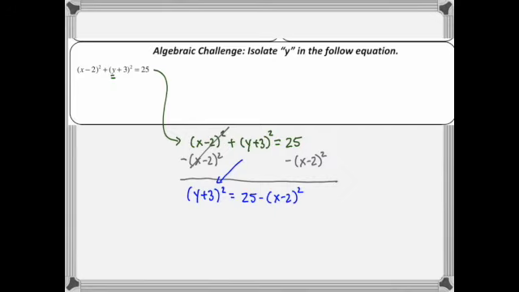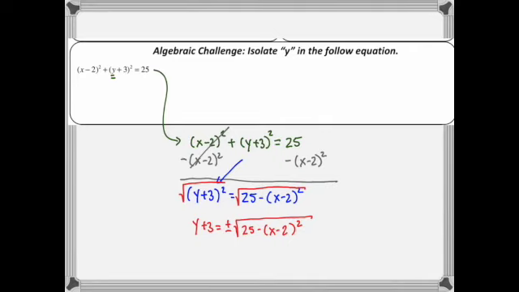So what I want to do is take the square root of both sides, and I got to take the square root of everything here. And this is going to give me y plus 3 equals plus or minus the square root of 25 minus (x minus 2) squared. Now, note that you cannot take the square root of each one of these separately. Students love to do that, but it doesn't work out, and I'll show you why.